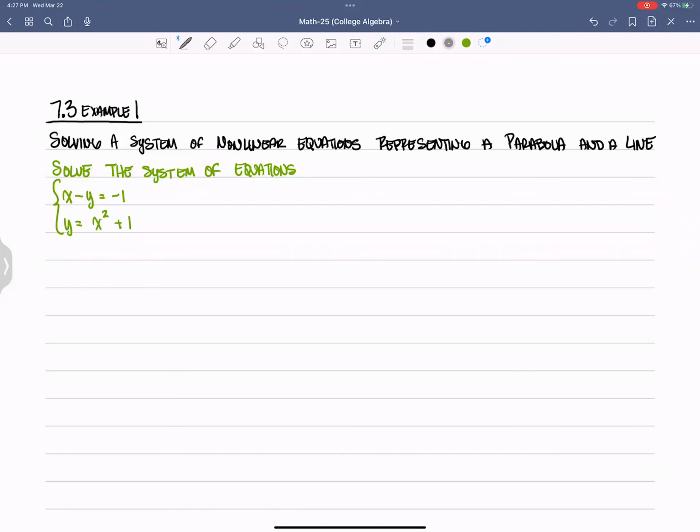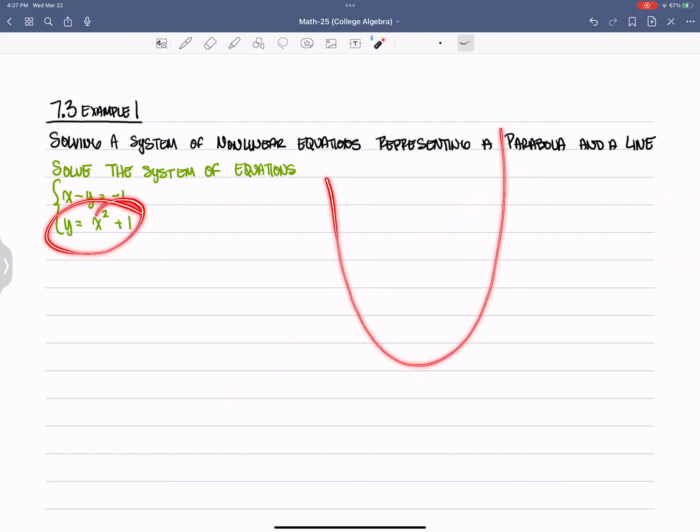7.3, example 1, solving a system of non-linear equations representing a parabola and a line. All right, so here we have a line. Here we have a parabola. So there are a few options that could possibly happen.